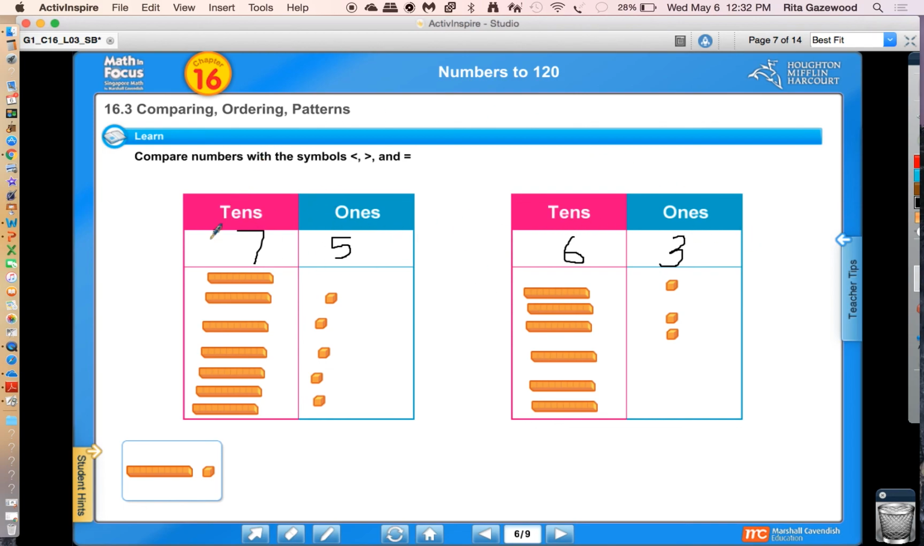So we always begin by looking at the tens. Are these tens less or more than these tens? Is 7 greater or less than 6? That's right, 7 is greater than. So we would say 75 is greater than 63. So using these base 10 blocks is very helpful when comparing numbers.